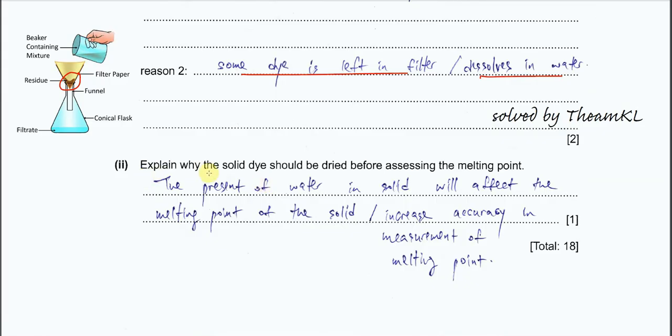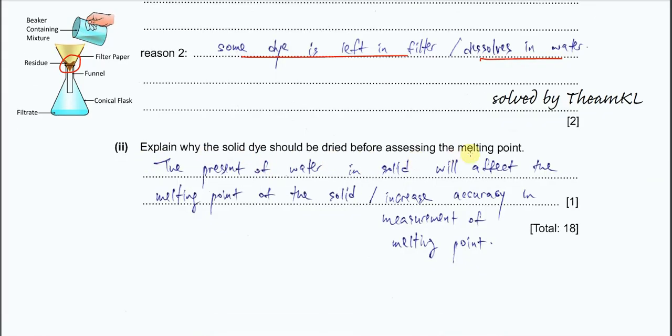Part 2. Explain why the solid dye should be dry before assessing the melting point. This is very easy. If the solid dye has water, the water will affect the melting point. So it's not the pure or standard melting point for the solid. The presence of water in the solid will affect the melting point.